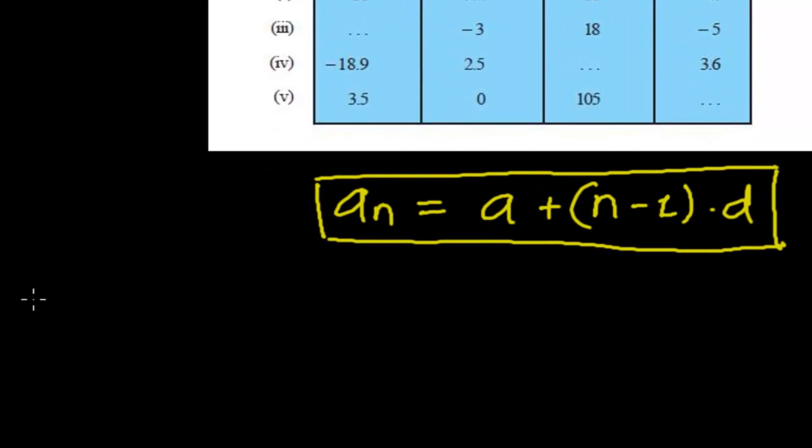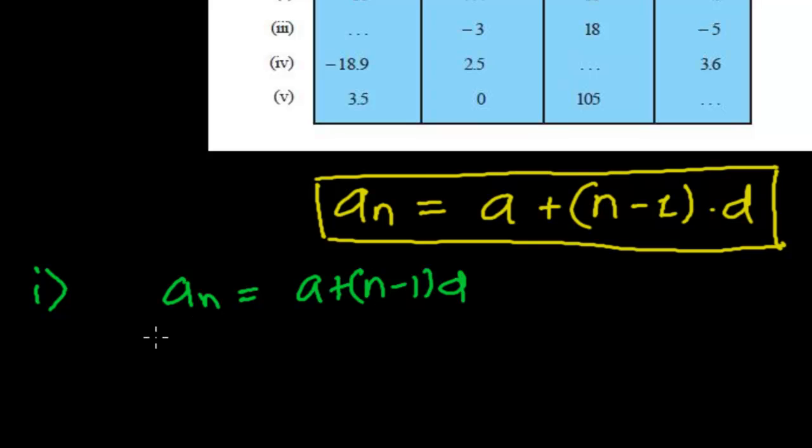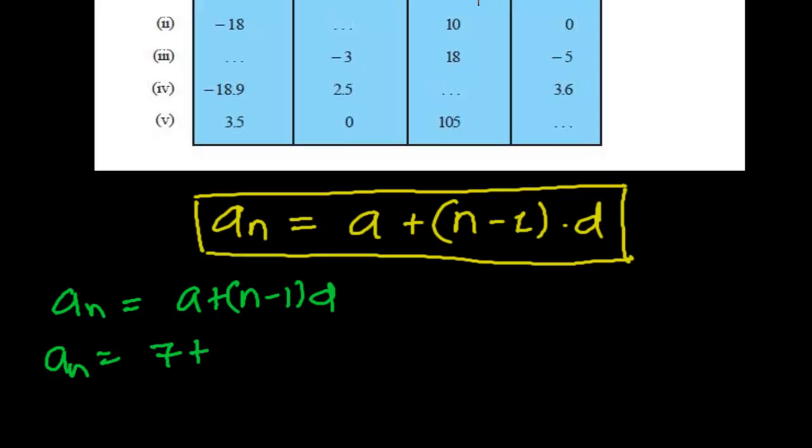So let me do the first one here. I'm just applying these numbers in the formula. AN is A plus n minus 1 times D. We have to find out AN here. So AN is equal to A, and A is the first term, that is given here, 7. Plus n minus 1. n is also given here, that is 8, so it is the 8th term. A8 we have to find out.